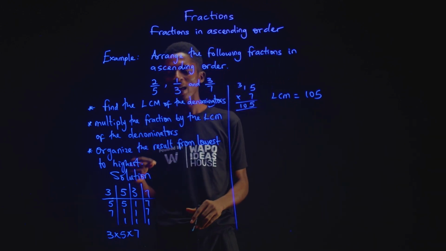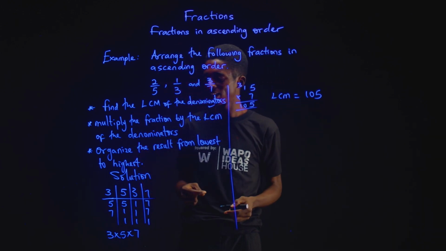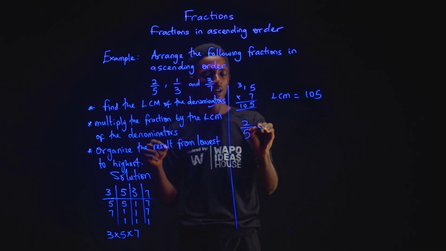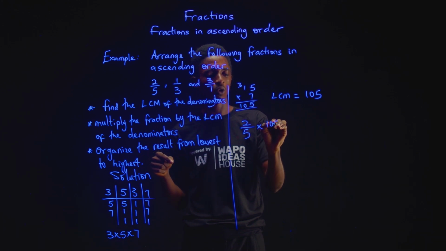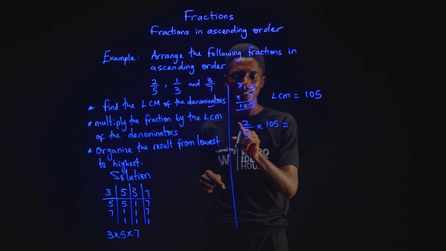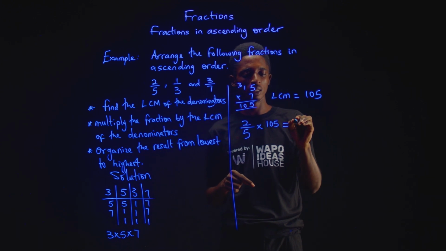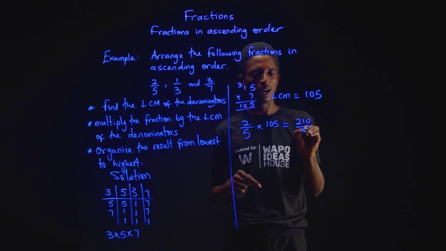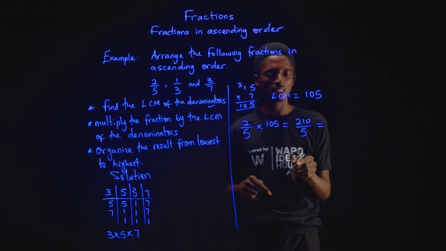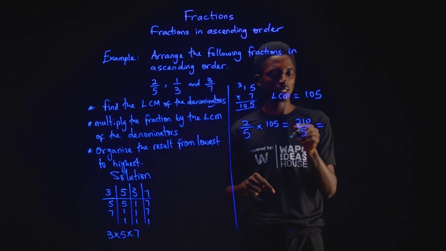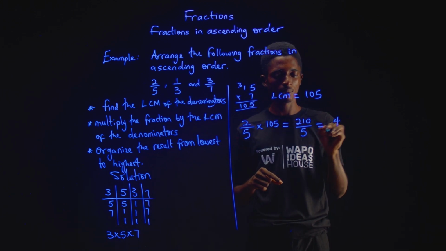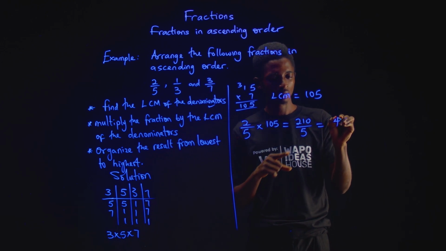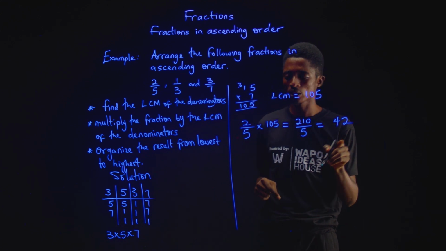For step 2, we multiply each of the fractions by the LCM. That is, now we do 2 over 5 multiplied by 105. And when you apply this, 2 times 105 will give me 210 over 5. Which, if we work with this, 5 in 21 is 4, remainder 1. Now 5 in 10 is 2. So we have 42.